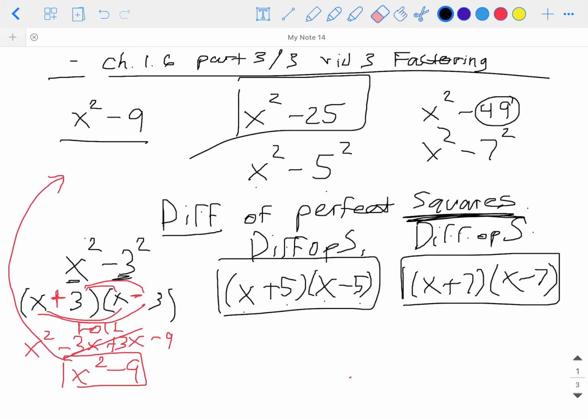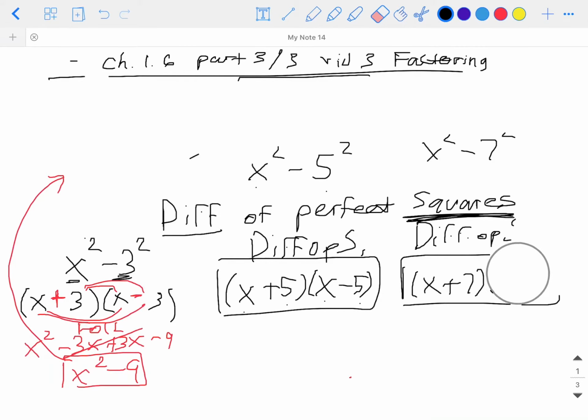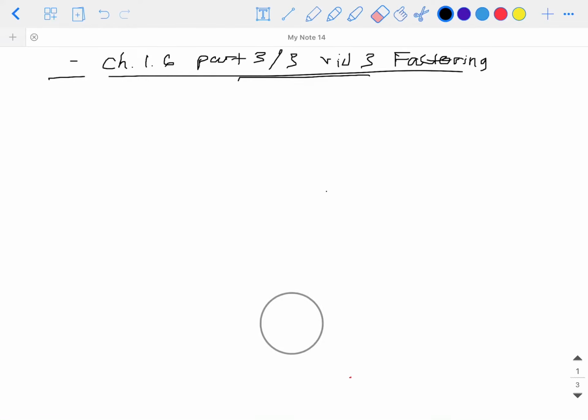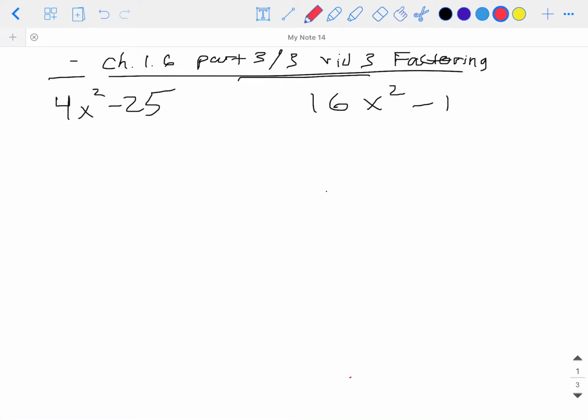Moving along with the difference of perfect squares, sometimes it might not be as convenient to see right away that you can factor out using the special case. I'll write something like this: 4x squared minus 25 and 16x squared minus 1. You can also treat these as difference of perfect squares. It's a little bit hard to see, but the more that you practice on this kind of information, then it should be pretty easy and fun for you to see what's going on.